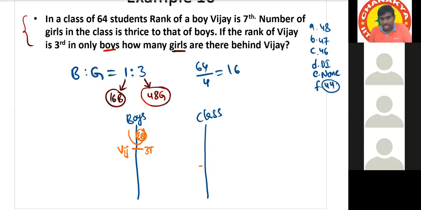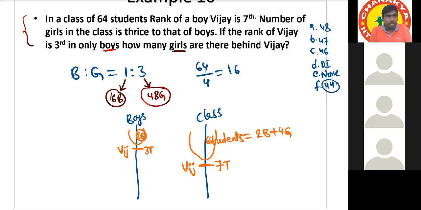In the class, what is the rank of Vijay? Sir, 7th from top. Means before that Vijay, or ahead of that Vijay, there are 6 students, not boys, 6 students. So of these 6 students, 2 boys we know already, and the remaining 4 are girls. Okay. Now coming to the solution. Out of 48 girls, 4 girls are ahead of Vijay, and behind Vijay there are remaining 44 girls.